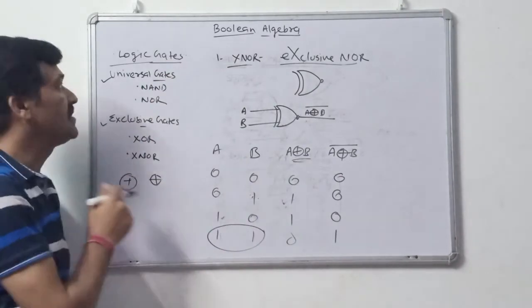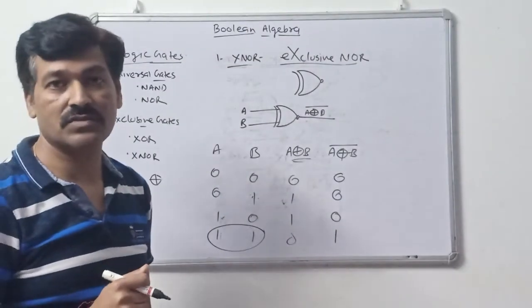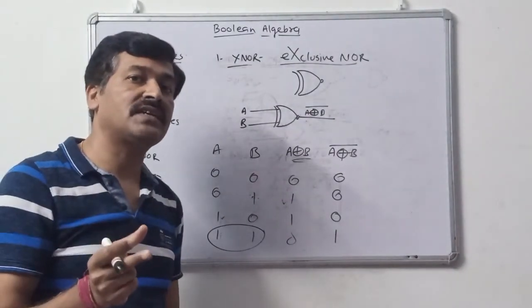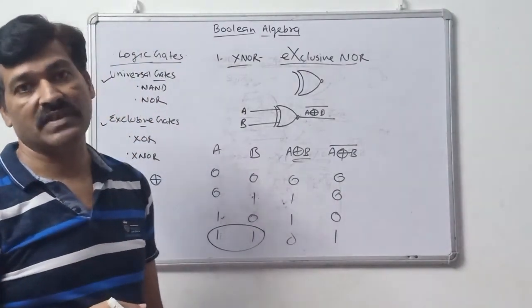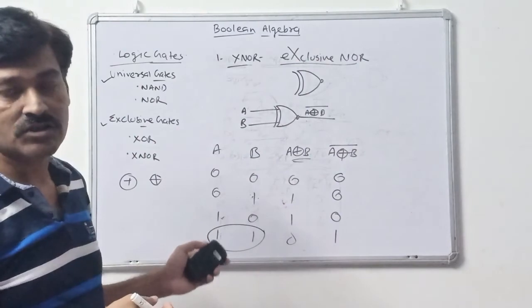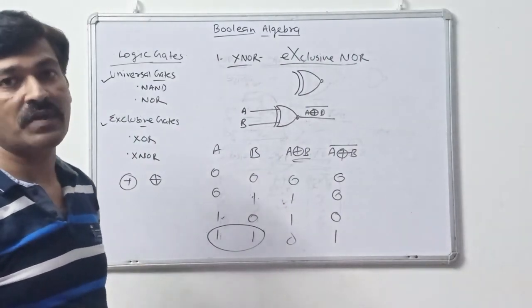So these are the universal and exclusive gates, dear students. We have discussed all kinds of gates: basic gates, universal gates and exclusive gates. So keep revising these. We will discuss the next topic in the next video.